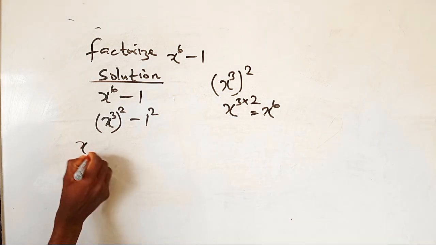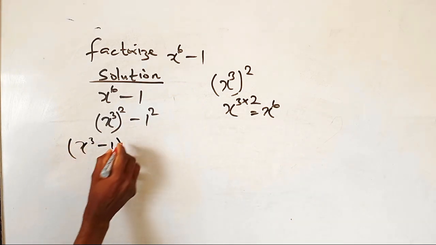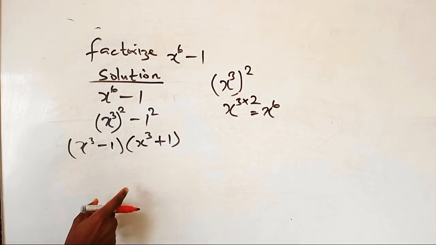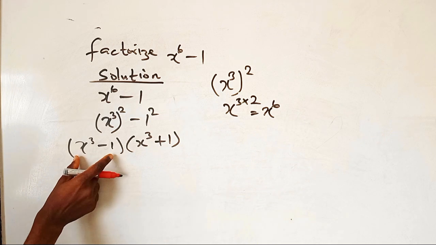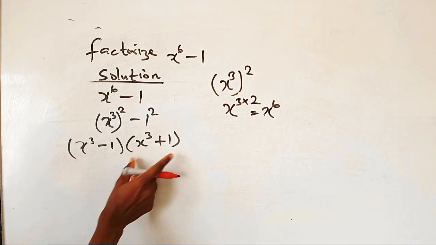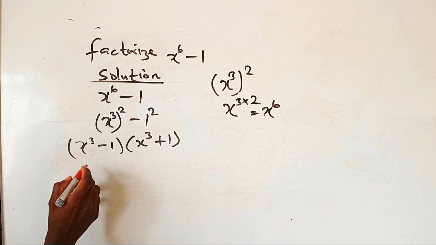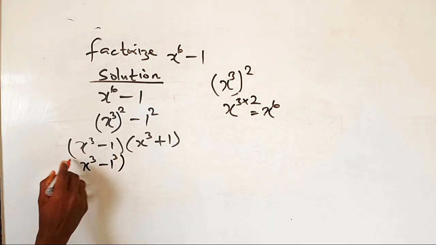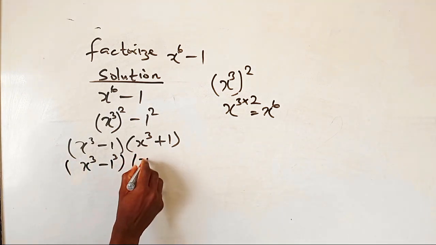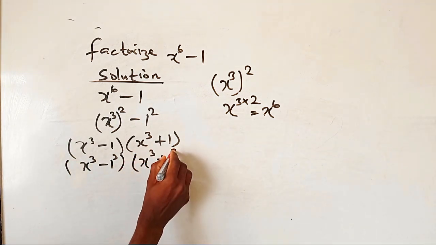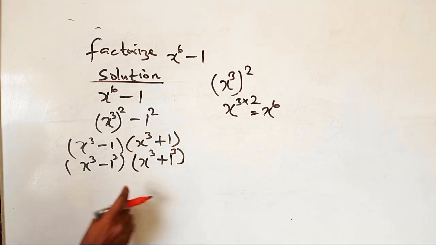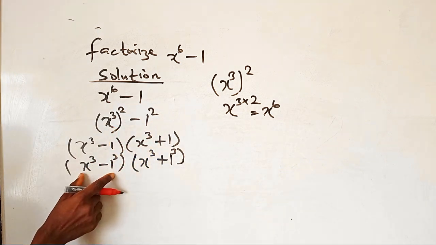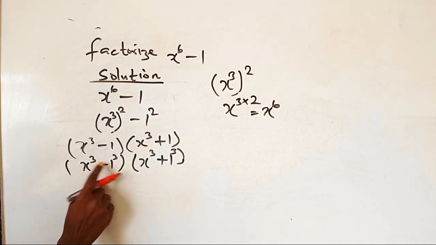To do that, we have x raised to power 3 minus 1, and the other one will be addition, x raised to power 3 plus 1. When we look at this, we can still factor it further. So how do we do this? We can write this as x raised to power 3 minus 1 raised to power 3, and we can as well write this as x raised to power 3 plus 1 raised to power 3. At this point, we apply the difference of two cubes.